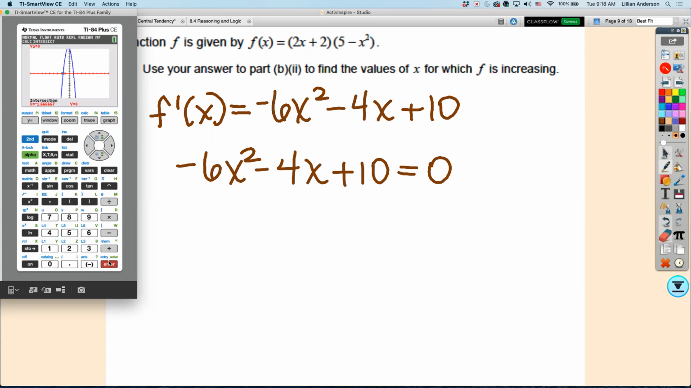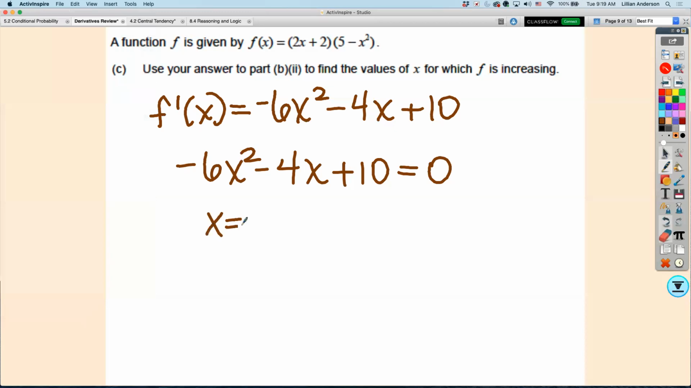What's negative 1.66666666? What is that? I hate decimals. Huh? Looks irrational. It's actually rational. That's negative 1 and 6666666, negative 5/3. Yep. So X is equal to negative 5/3.